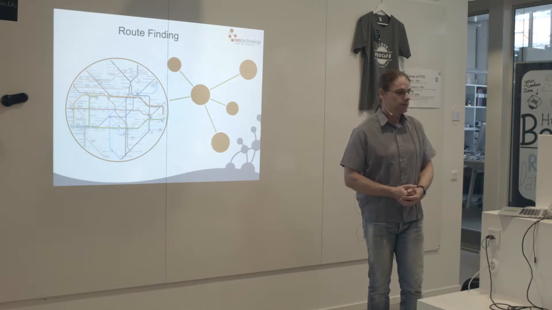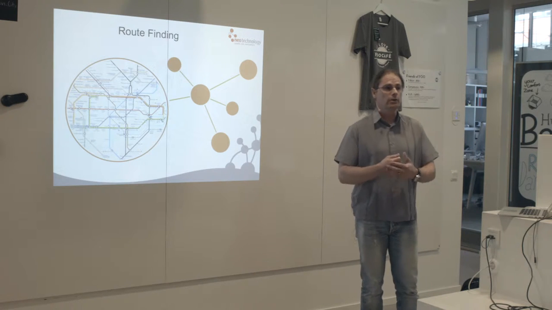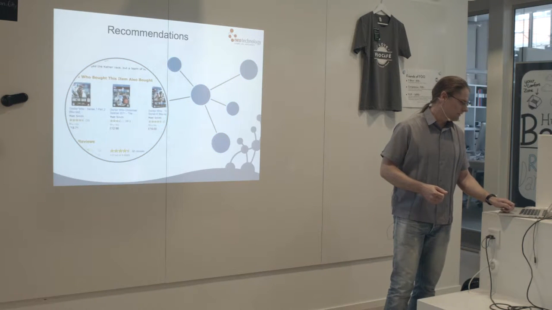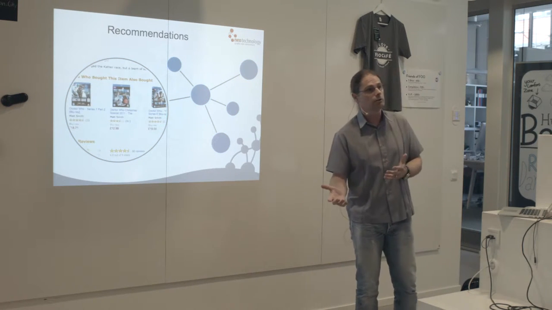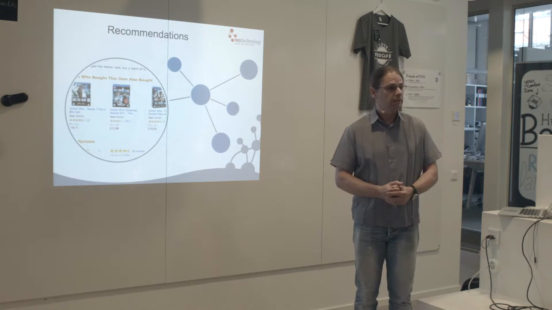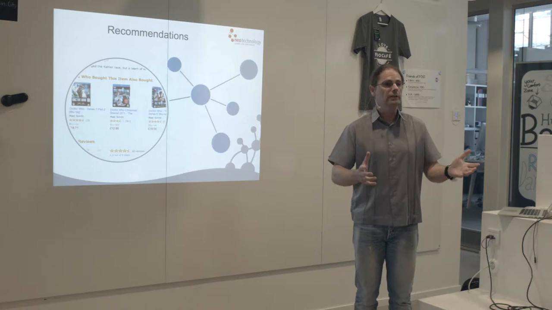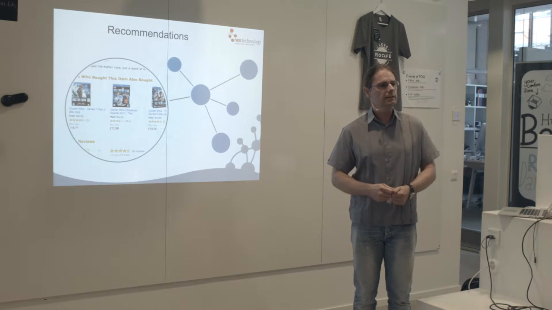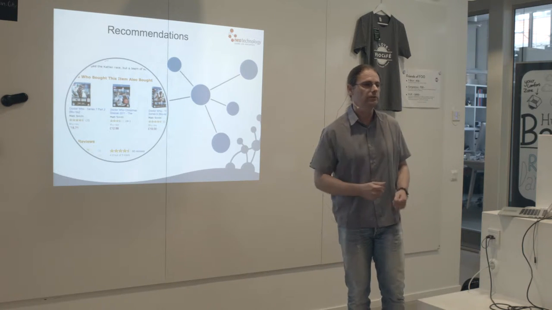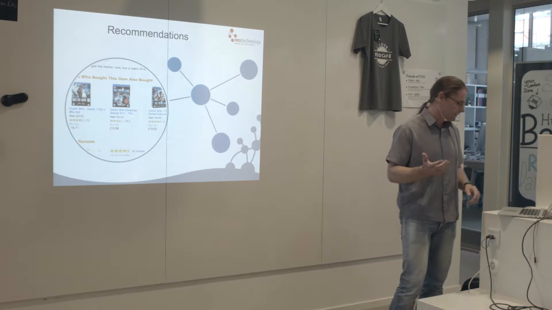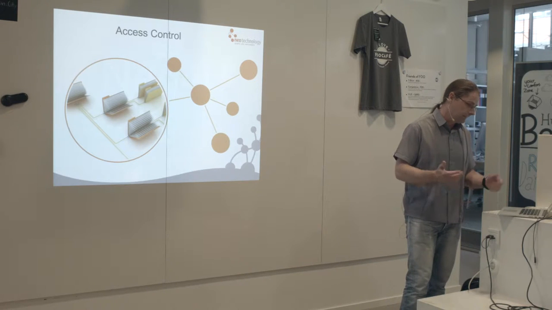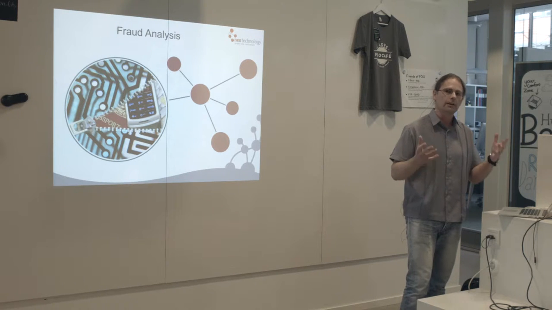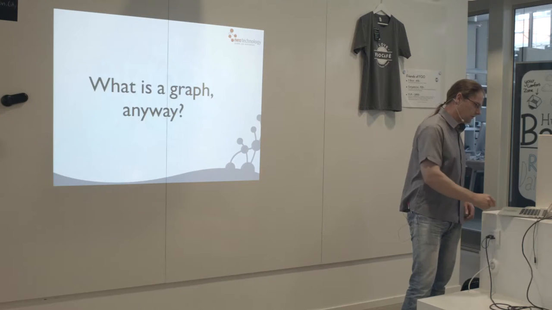Classic map problem here, route finding, where do I drive if I want to go from here to there, what's the best way to go? Recommendations, especially connected to social networks. I want to look at my friends, see what movies they've watched, or even better, find people that I don't know who've watched the same movies as me and see what else they've watched that I haven't watched, and maybe I should go see that. Probably interesting. That's very much a graph problem. Access control. Fraud analysis, there's tons of it. So almost anywhere where you get connectivity, relationships, Neo4j is relevant.